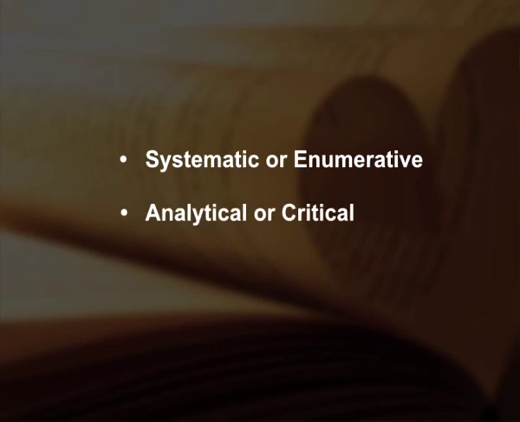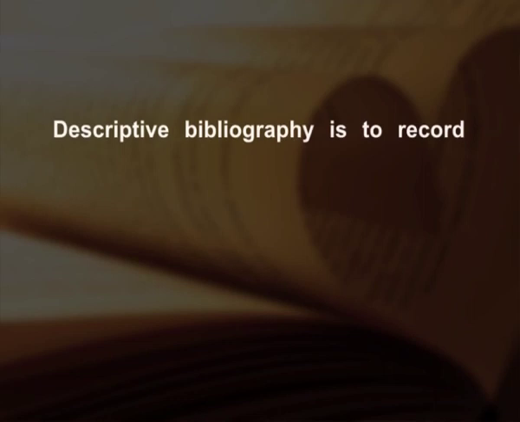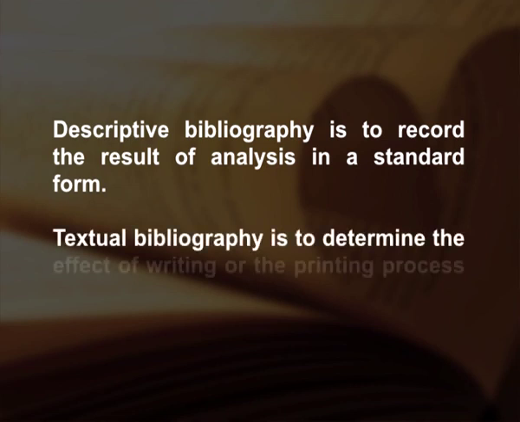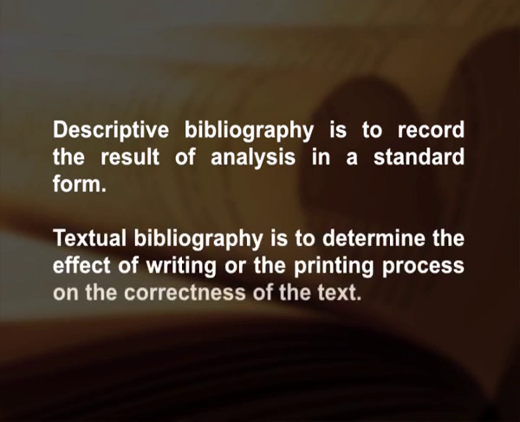Analytical or critical. It is concerned with the detailed analysis of description of the documents. It is also concerned more with the physical aspects of the documents. They are of two types, descriptive and textual bibliography. Descriptive bibliography is to record the result of analysis in a standard form. Textual bibliography is to determine the effect of writing or the printing process on the correctness of the text.